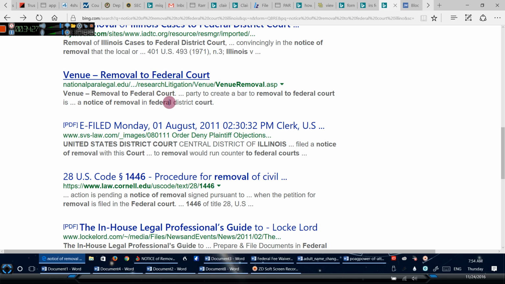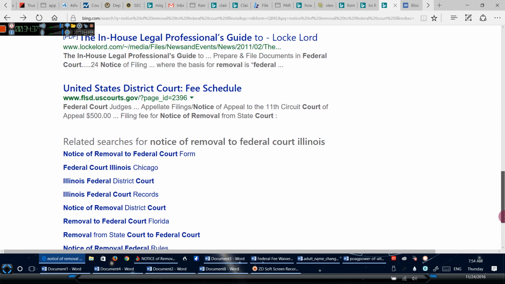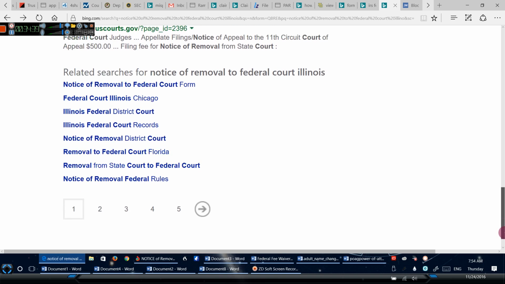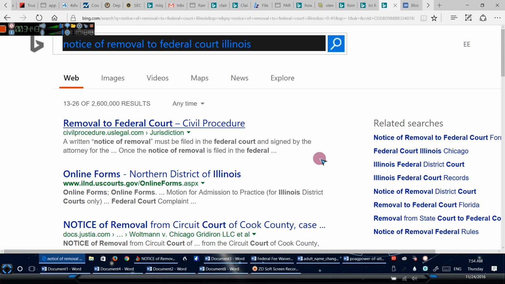Venue, notice of removal, venue removal. No, I'm not looking for that. Like I said, I'm looking for an actual case. And I would prefer a bank case. That's why I typed in foreclosure. Yeah, we got to go forward. I need the case. Like I said, this ain't easy.